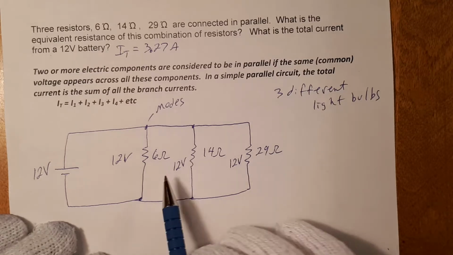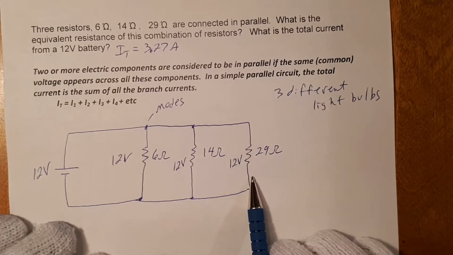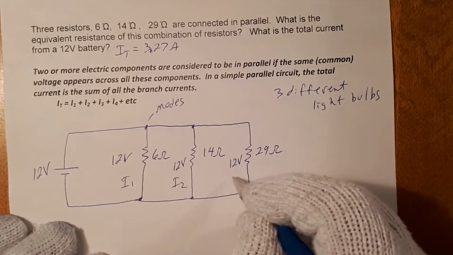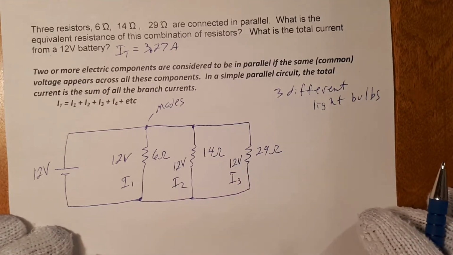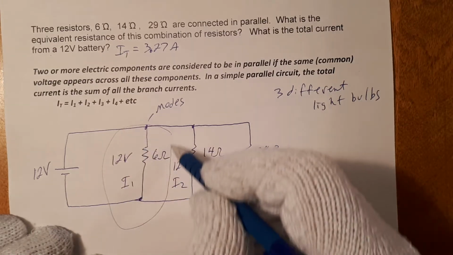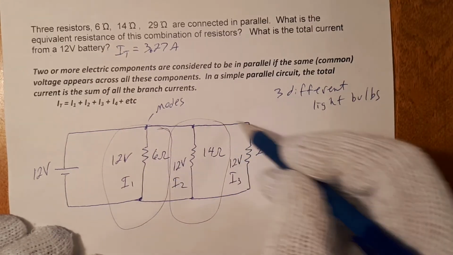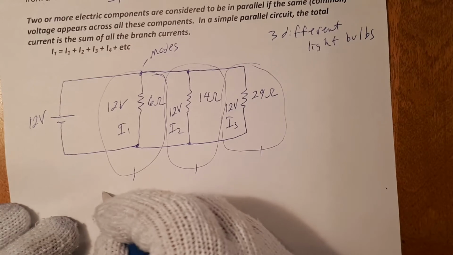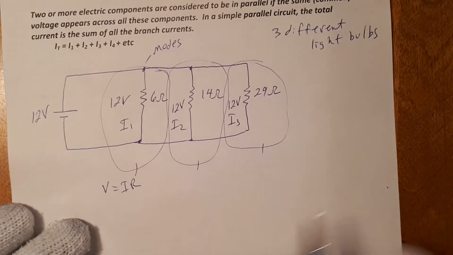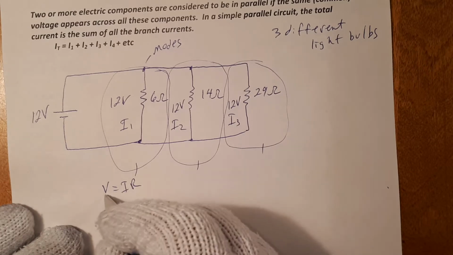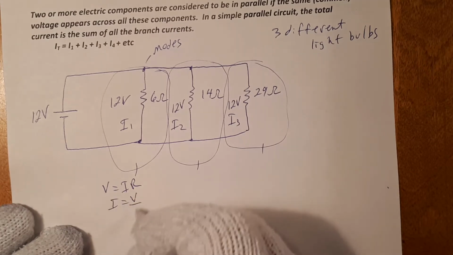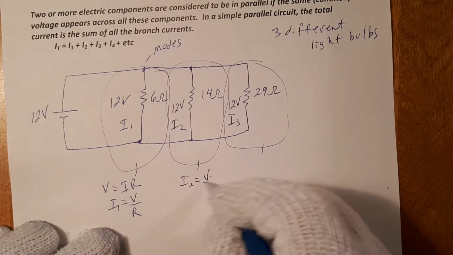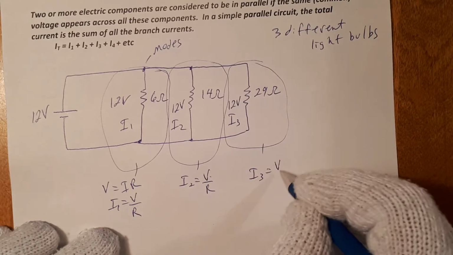So what we need to find here are the individual currents coming down each one of these branches. Let's find current 1. We'll call this current 1, we'll call this current 2, and there's current 3. Looking at these individually, this branch and this branch, we can use Ohm's law for each one of these individually. V equals IR. Rearranging this for current, current is equal to V divided by R. So we'll call these current 1, current 2, and current 3.